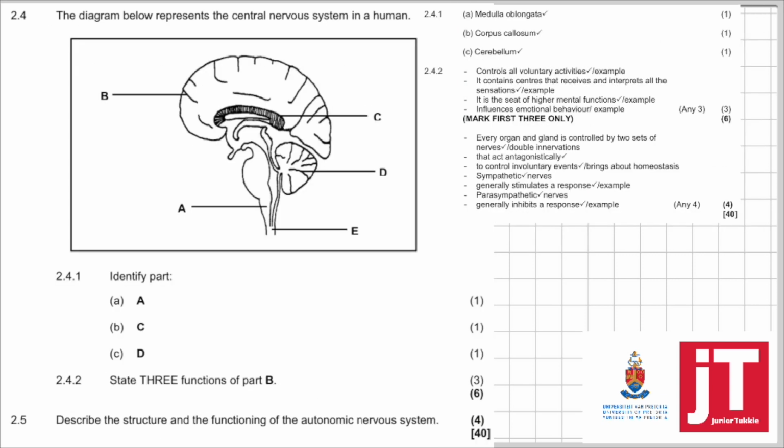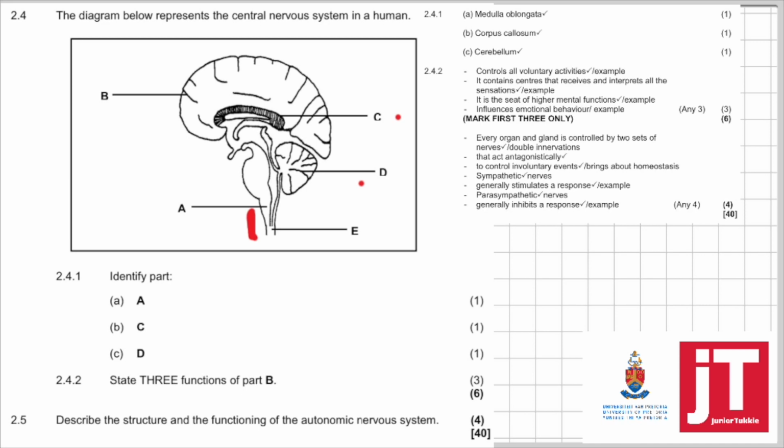2.4. The diagram below represents the central nervous system in a human. 2.4.1. Identify part A. Part A, you know, is the medulla oblongata. Part C is the corpus callosum. And part D, you know, is the cerebellum.